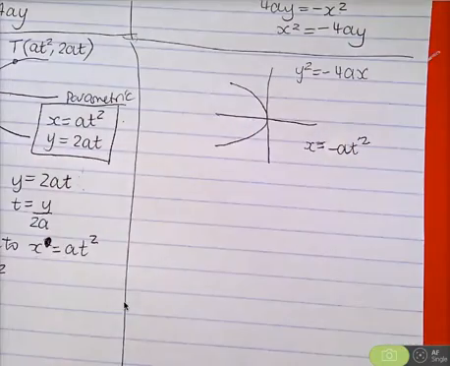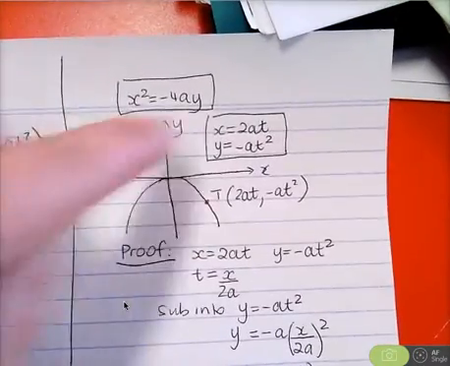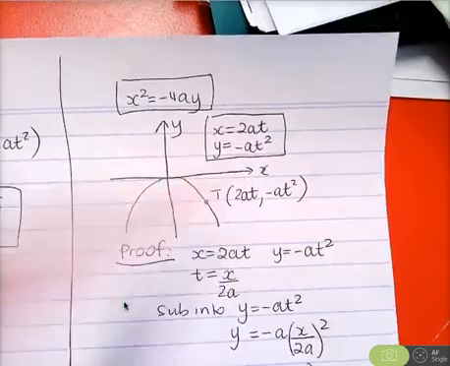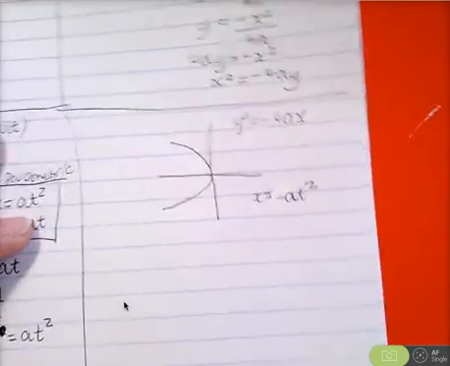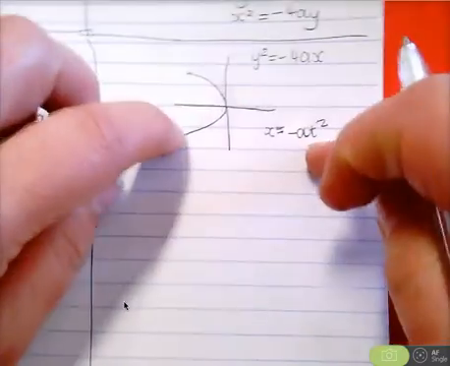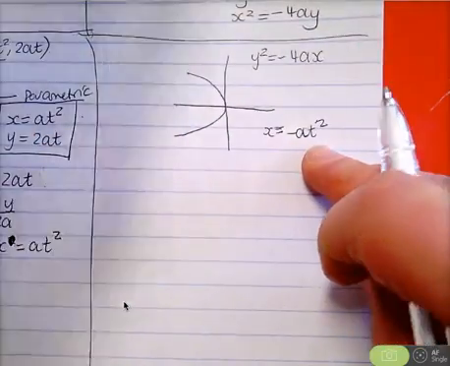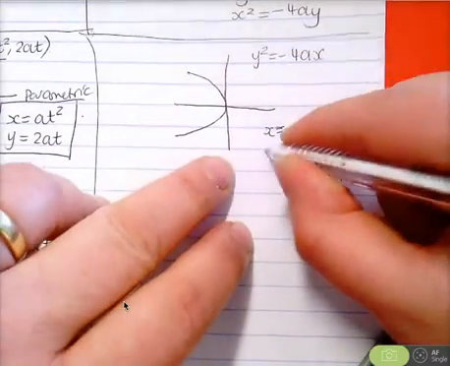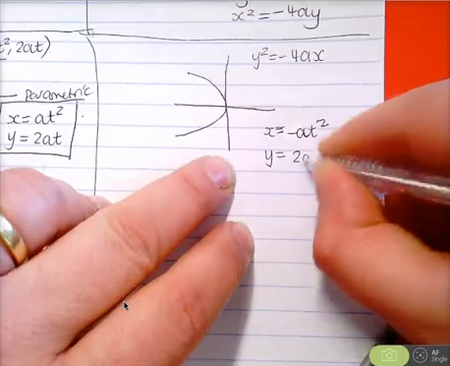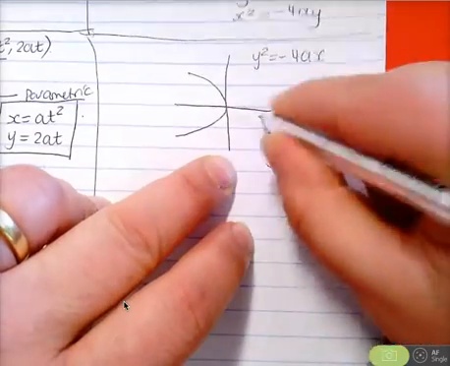Now, you know how the other one up here was 2at, minus at squared? We've got to swap them. Minus at squared, 2at. Do you get it? This bottom one here is the reverse of the concave down type of the other. So x is minus at squared, y is 2at.